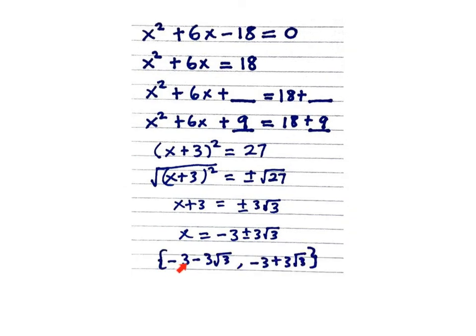So here is the final answer. There are two numbers here, two irrational numbers. Negative 3 minus 3 root 3 is the first one, and the second one is negative 3 plus 3 root 3. That concludes this example of solving a quadratic equation by completing the square. Hopefully you got some help.